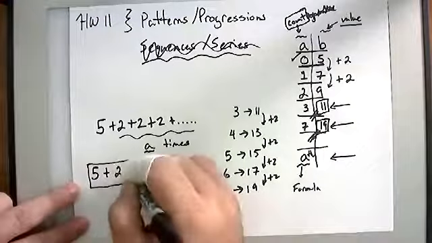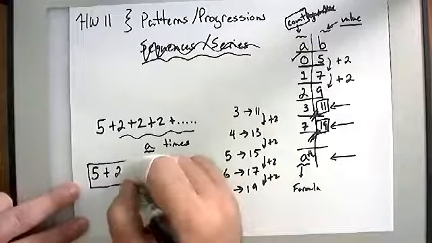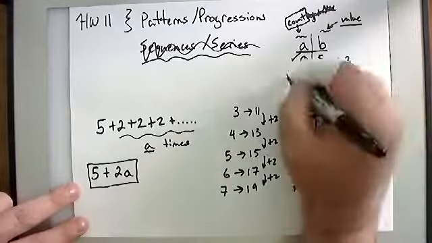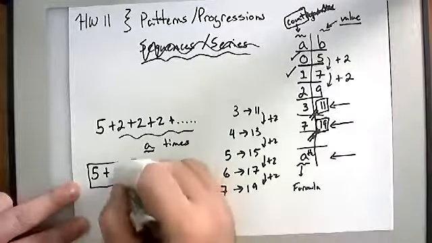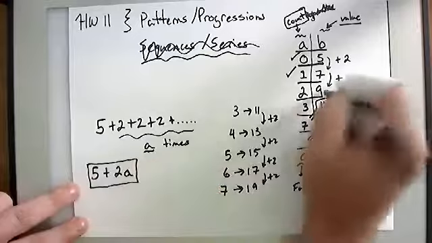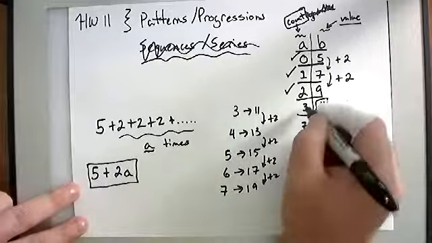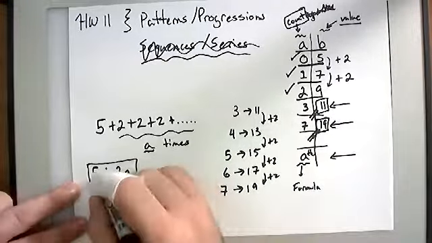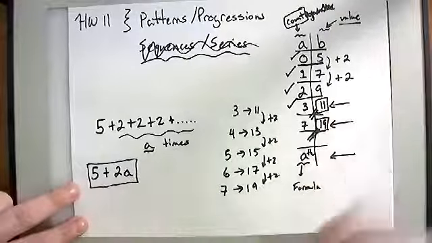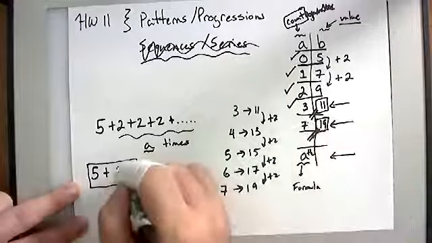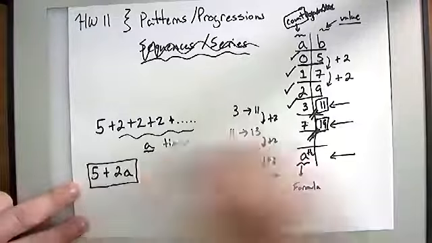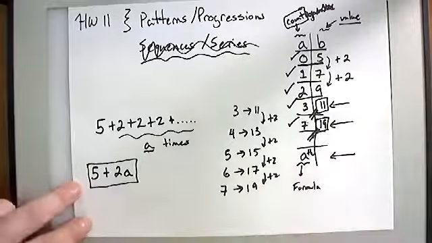Put in 1 for A. 2 times 1 is 2, plus 5 is 7, just like it should be. Put in 2. 2 times 2 is 4, plus 5 is 9, just like it should be. Put in 3. 3 times 2 is 6, plus 5, that's 11, just like we said it would be. Put in 7. 7 times 2 is 14, plus 5 is 19, just like we said it would be.